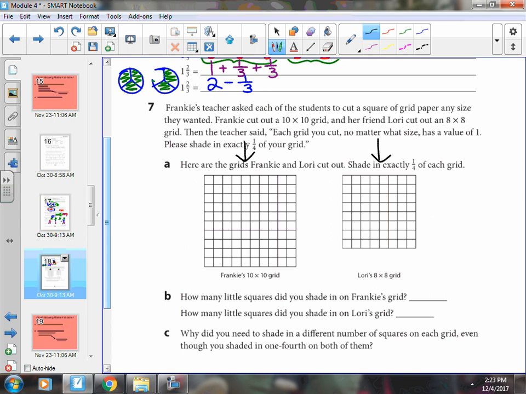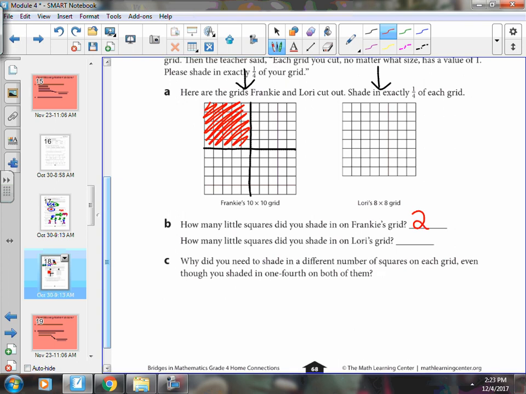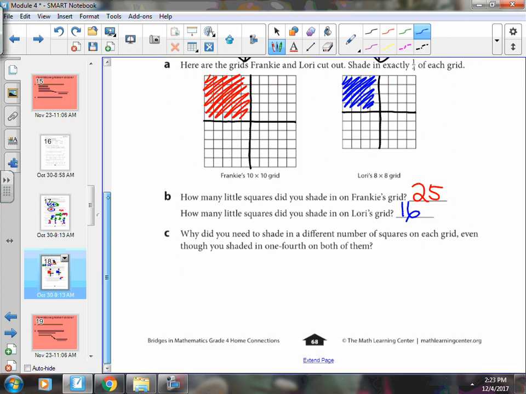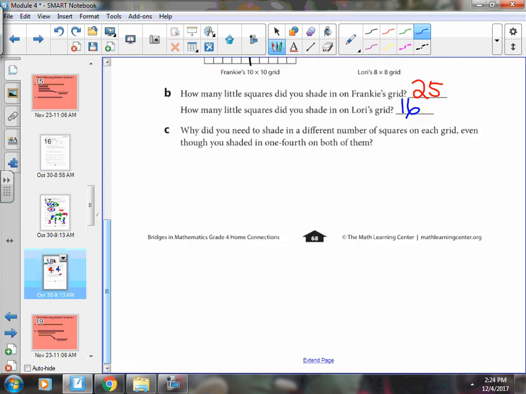And she is asking us to shade in exactly 1/4. So 1/4 of Frankie's grid would be 25 squares. And 1/4 of Lori's grid would be 16 squares. All right, letter C. Why did you need to shade in a different number of squares on each grid, even though you shaded in 1/4 on both of them?